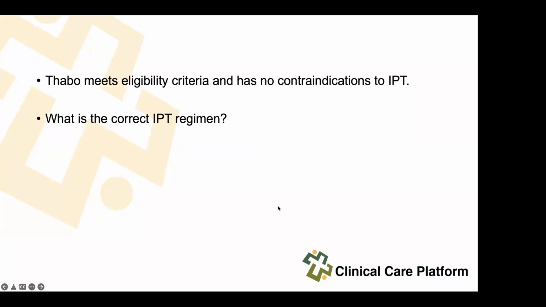Okay, great stuff. All right, so here we are. The majority of us got it right. It's INH 300 milligrams with pyridoxine for 12 months. The pyridoxine, we give it for the peripheral neuropathy.